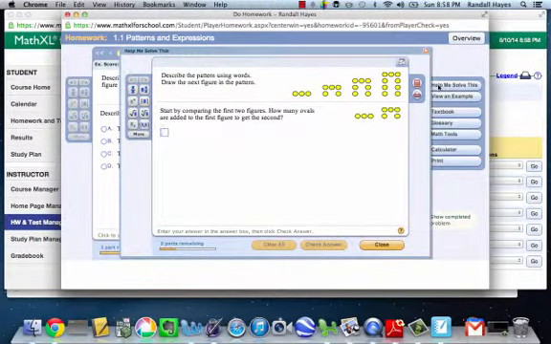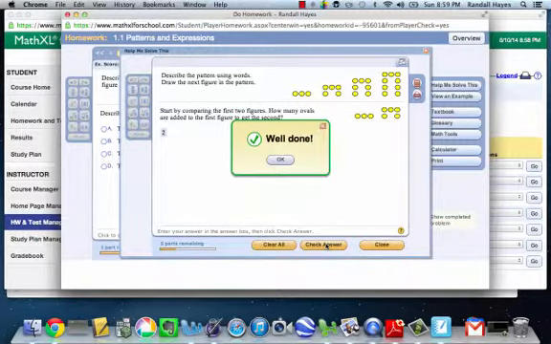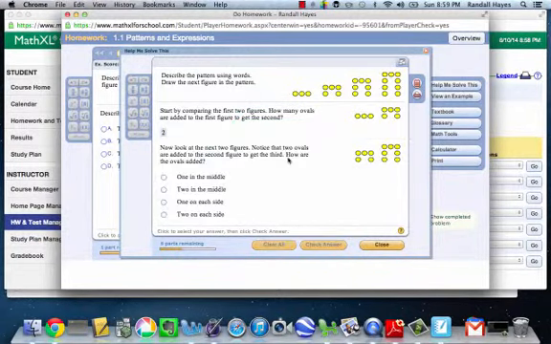When I do that, it will start by giving you something very specific, very stepwise. So start by comparing the two figures. How many ovals are added to the first figure to get the second figure? Well, we've got 3 over here. It looks like we've got 5 over here. So it looks like we've added 2. And let's check that answer to see if I'm on the right track. Okay, well done. So I know I'm doing that step correctly. Then it takes you to the next step. Now look at the two figures.